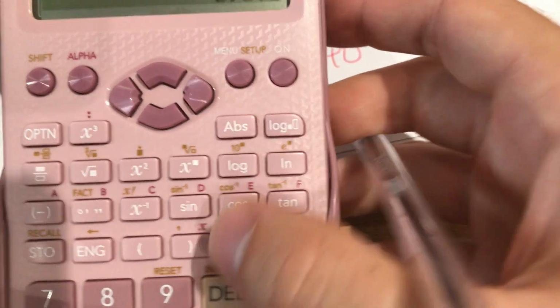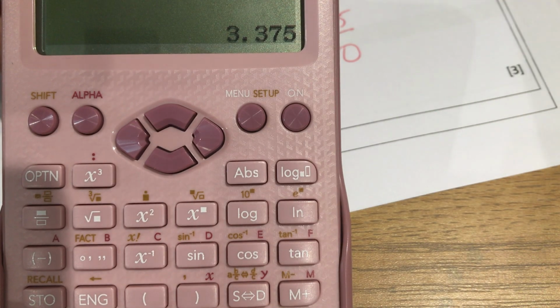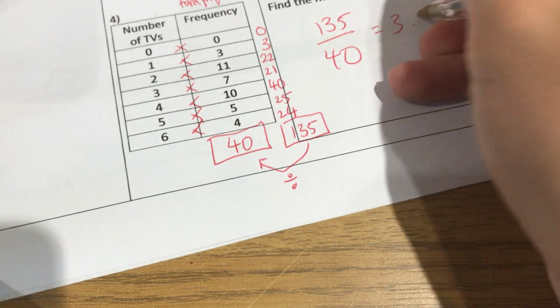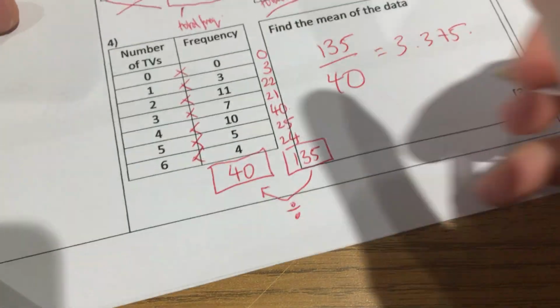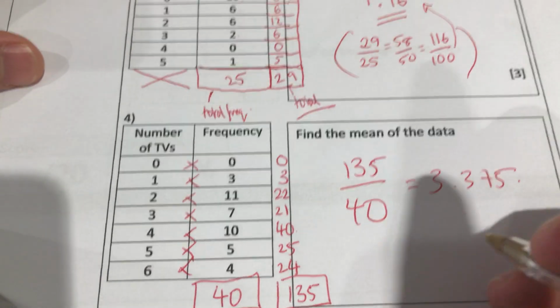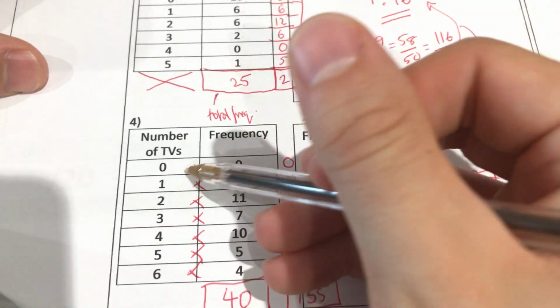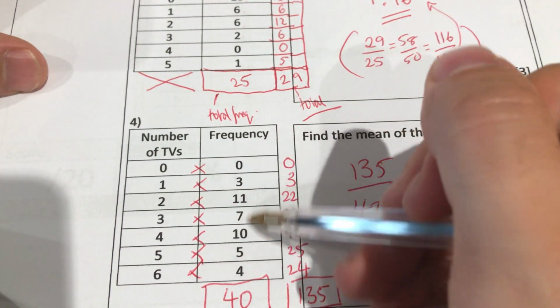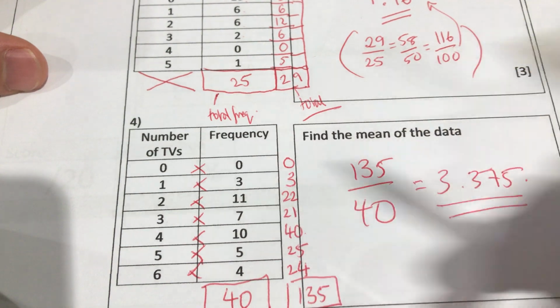So we press SD, 3.375. Which also, it's always good to just double check that number makes sense. 3.37. That's nearer that than that, but yeah, look at those numbers. That's about in the middle, isn't it? So that makes sense.